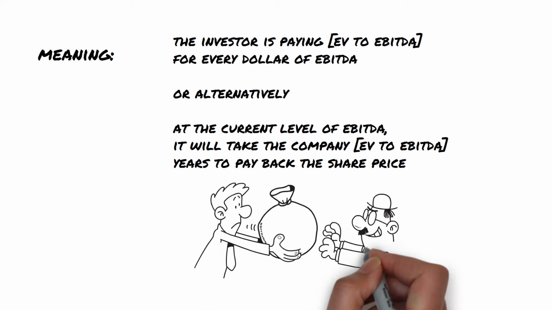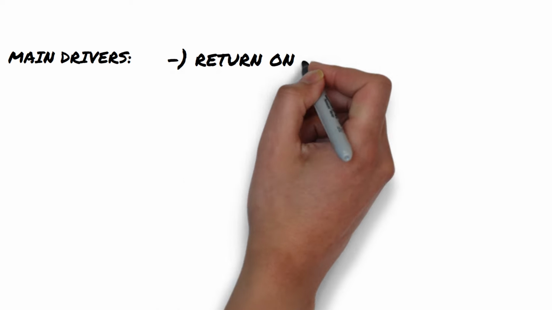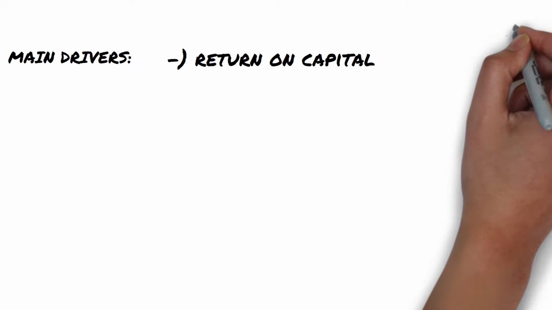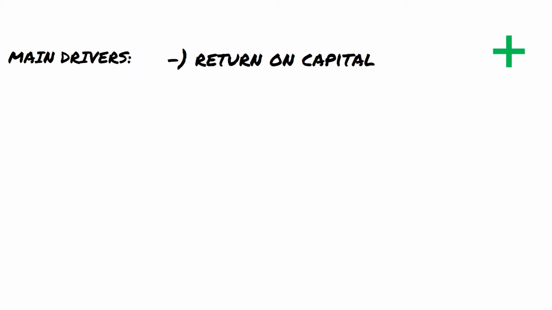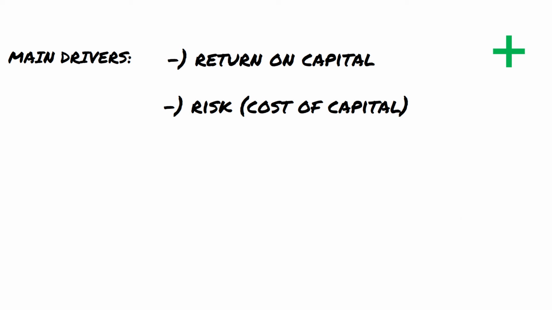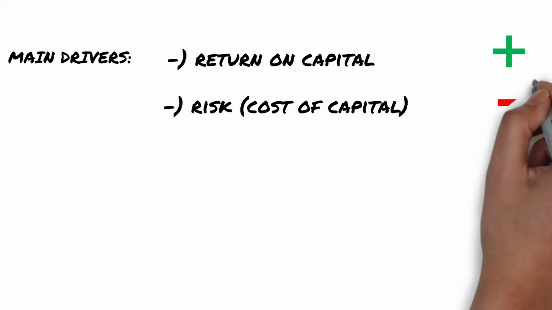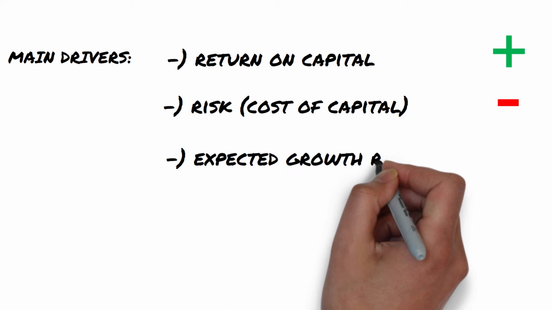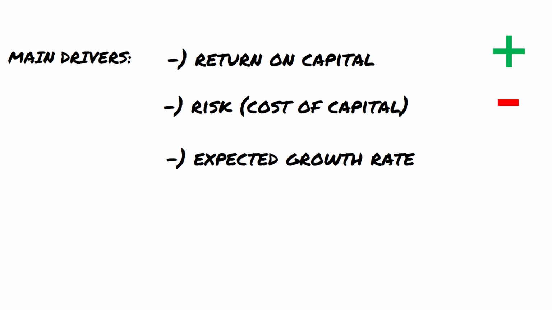In terms of main drivers, we have the return on capital, which is positively correlated with the multiple, because the more return the company is able to generate, the more expensive that company has to be. Then we have the cost of capital, which is negatively affecting the multiple, because the riskier the company, the lower the price the investor should pay. Then we have the expected growth rate, because the faster a company is expected to grow, the more the investor has to pay for that specific company.